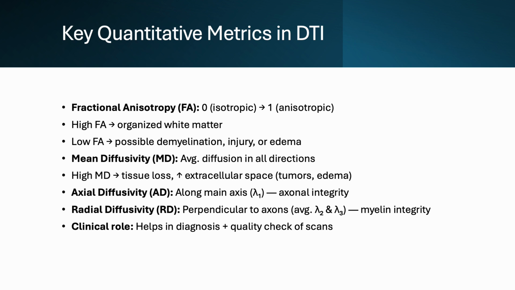Next, we have mean diffusivity, or MD. So MD measures the average diffusion across all directions. High MD values can suggest tissue loss or increased extracellular space, which you might see in tumors or edema.